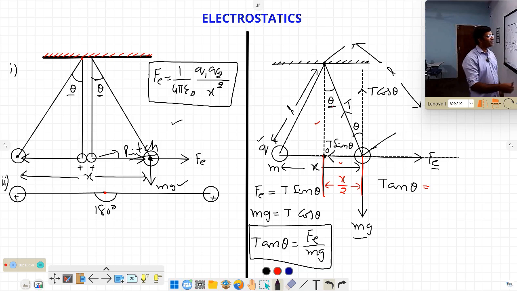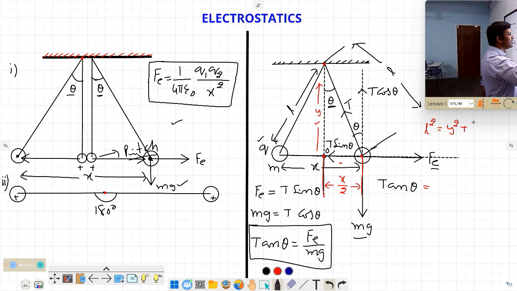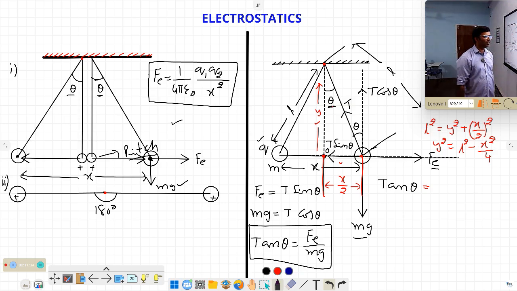So if you use the Pythagoras theorem, this is L, this is x by 2, and this value, if you say it is y, what will the y value be? Using this triangle, I can apply the Pythagoras theorem. L square is equal to y square plus x by 2 whole square. So y square is equal to L square minus x square by 4. So y is equal to the under root of that.